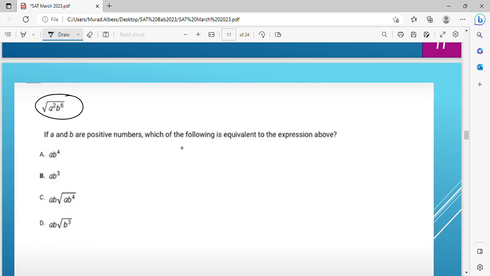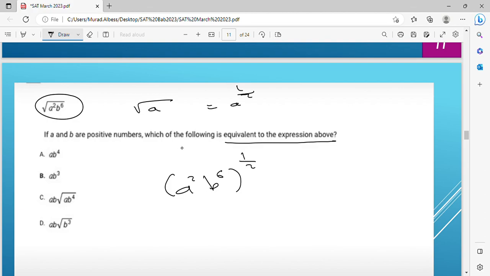The radical of a squared b to the sixth is equivalent to which expression? That is a to the power 2, b to the power 6, all to the power half. You remember that the radical can be written like this. If it's a cube root, we can write it like this, as the power 1 over 3.